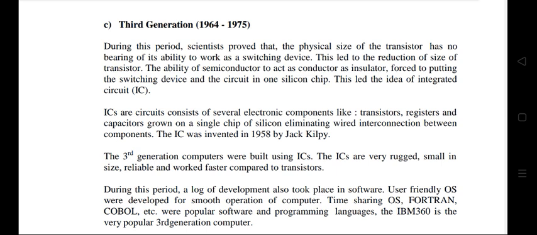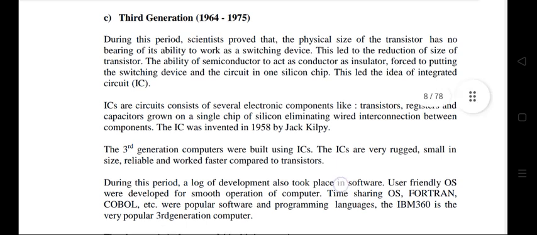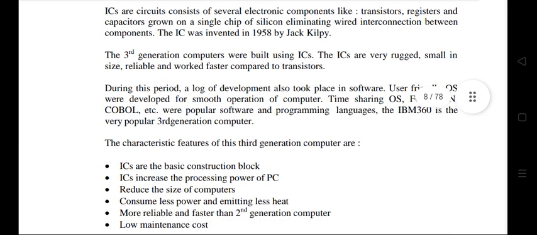The third generation computers were built using ICs. The ICs are very rugged, small in size, reliable and work faster compared to transistor. During this period, a lot of development also took place in software. User-friendly OS were developed for smooth operation of computer. Time-sharing OS, Fortran, COBOL, etc. were popular software and programming languages. The IBM 360 is the very popular third generation computer.